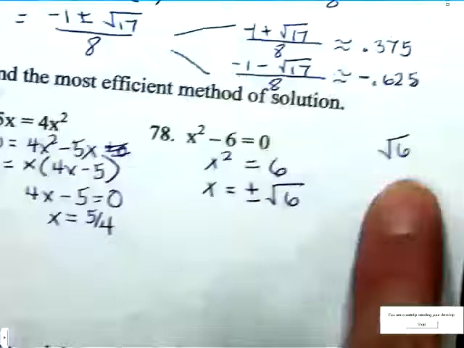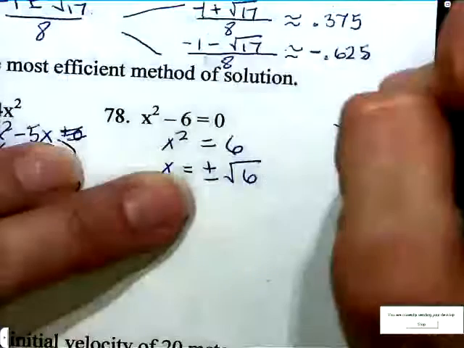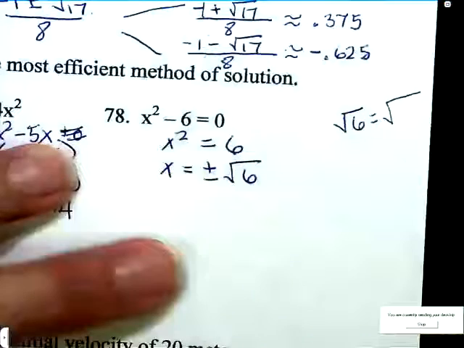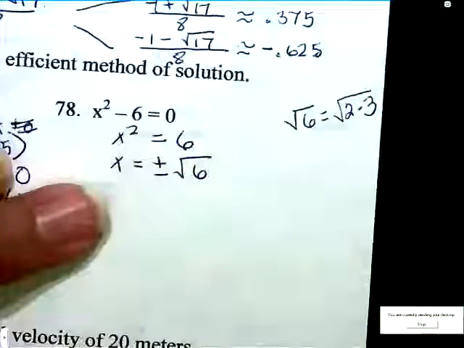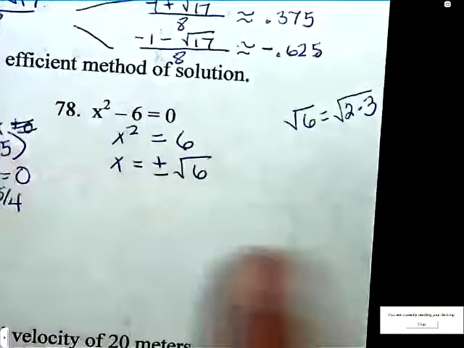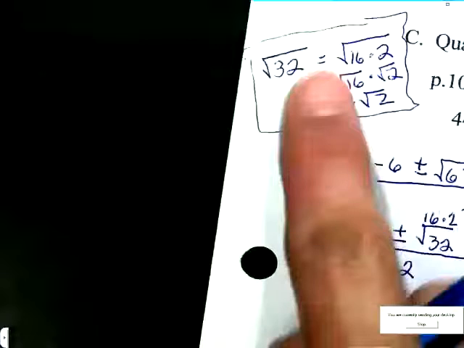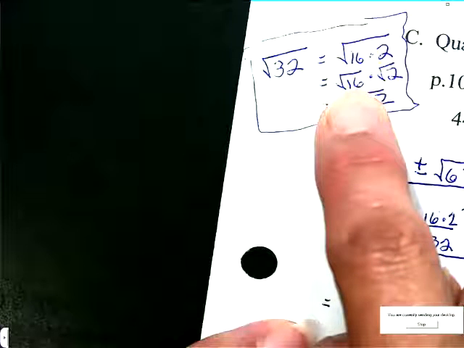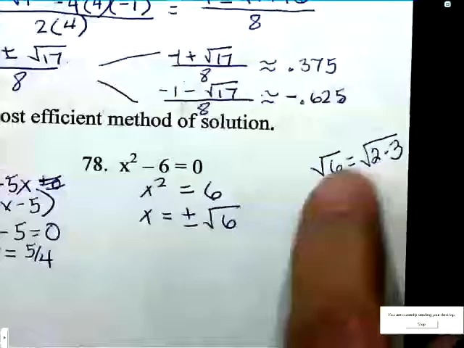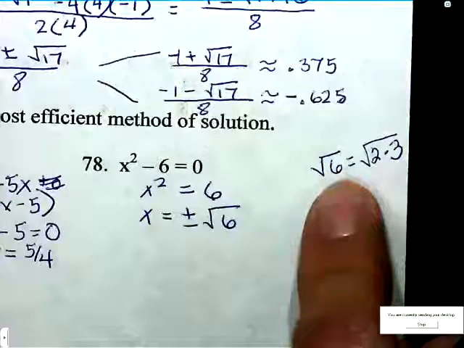You can simplify 6, or not simplify, but you can factor 6 into 2 times 3, but you can't take the square root of the 2. Whereas here, when you wrote 32 as 16 times 2, you could take the square root of the 16. So this won't simplify any further because 6 doesn't have a factor that's a perfect square. You can factor it, but not into a perfect square.